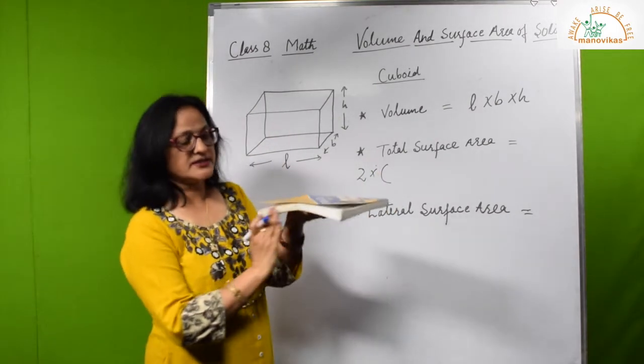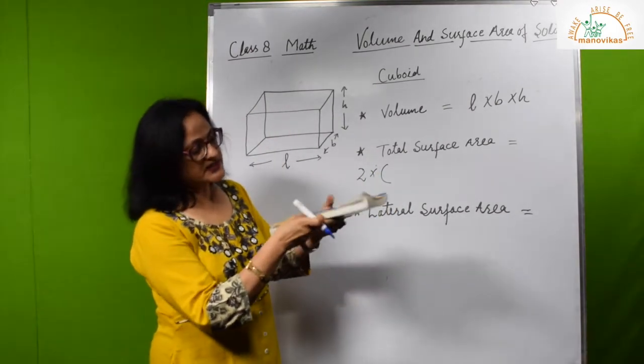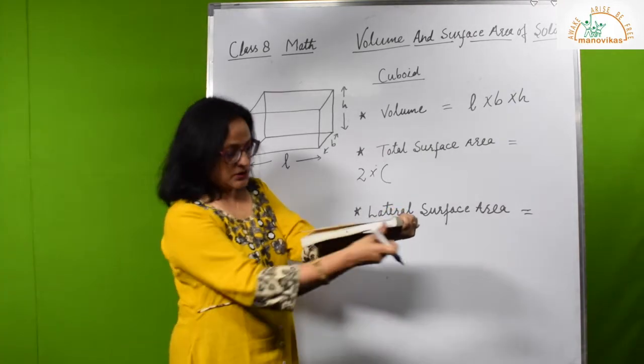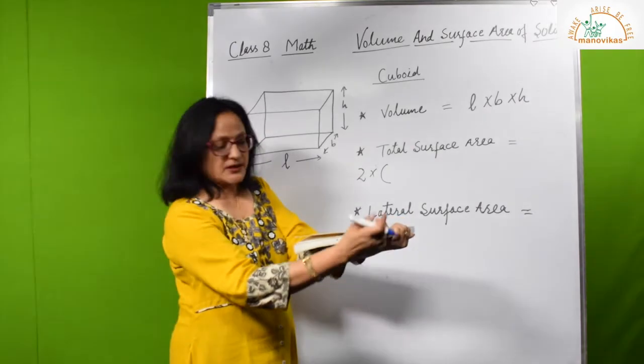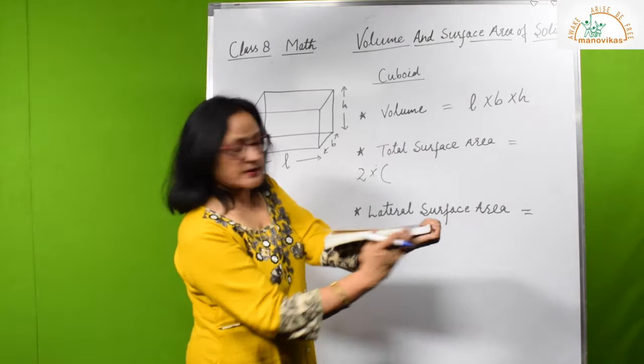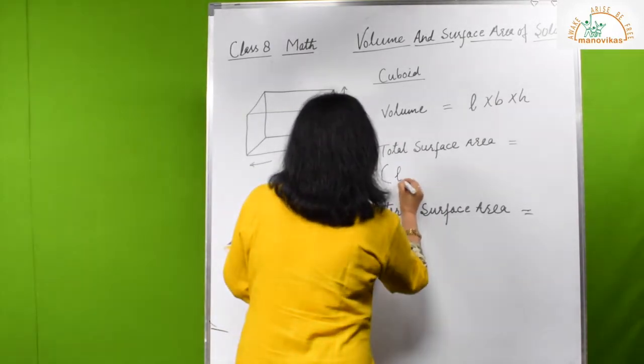First we are taking this face. This is the length of the cuboid, which means this book, and this is the height. So length into height is the area of this face only, this one. So length into height.